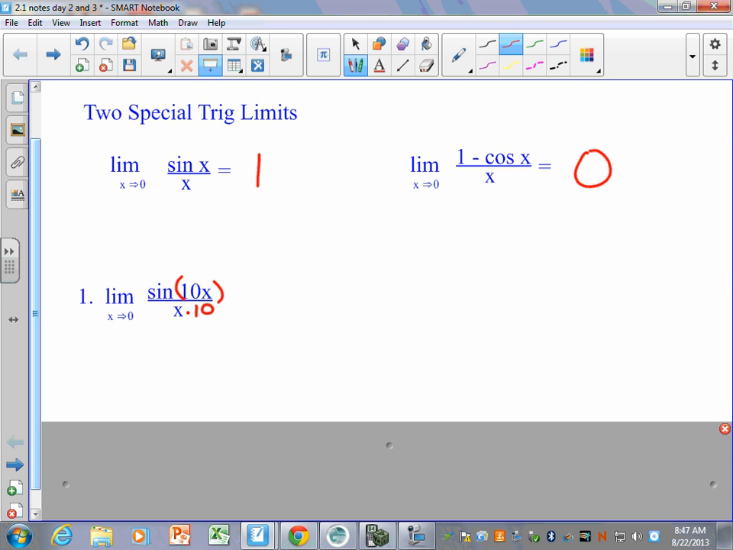If I multiply the bottom by 10, what else do I have to multiply by 10? The top. And so I'm going to rewrite it next to it. What if I multiply the bottom by 10 and the top by 10?